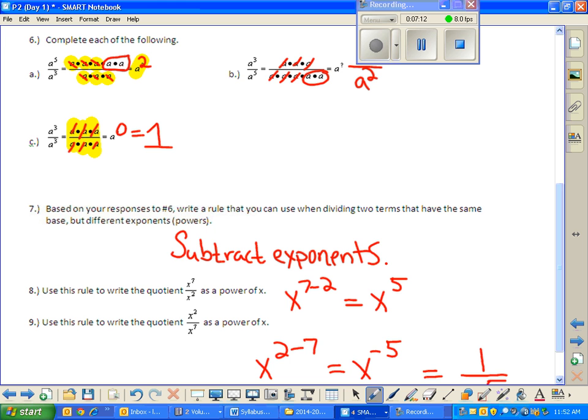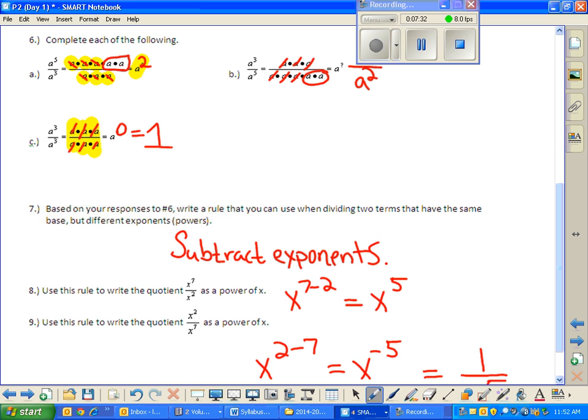So Christopher said it, nailed it. Number 7. What do you do if you have like bases in a quotient with each other? You subtract the exponents. So for part 8, we could use this rule. x to the 7th over x squared is the same as x to the 7 minus 2. That is x to the 5th.